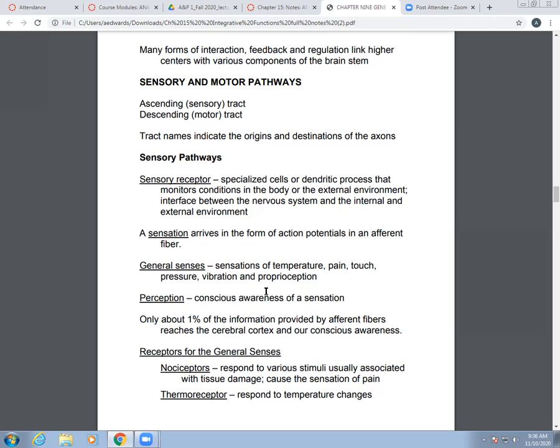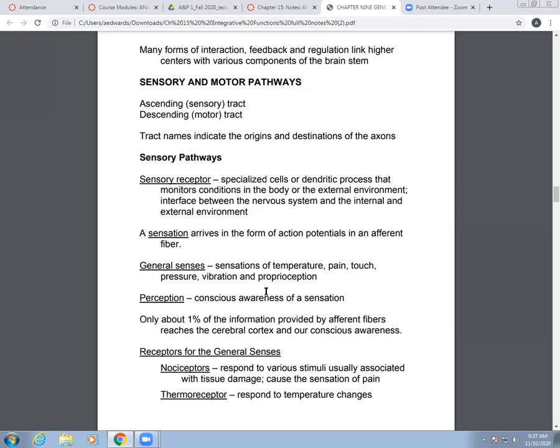Okay, perception is conscious awareness of some situation. Okay. So you're consciously aware of something, you're perceiving it, okay? And only about 1% of that information that gets provided by the afferent fibers is going to reach the cerebral cortex and our conscious awareness, okay?